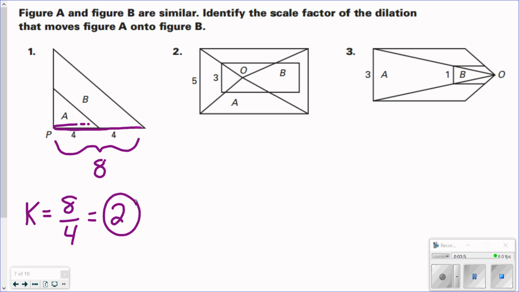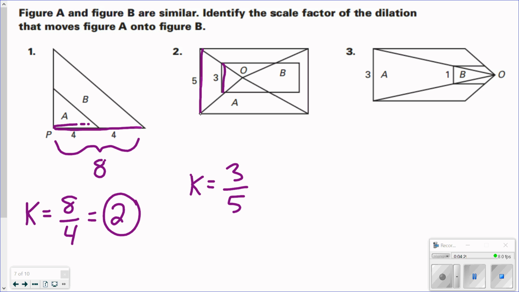Let's look at example 2 here. Figure A is actually the large rectangle and figure B is the small rectangle, meaning that A shrinks down to become B, so our scale factor needs to be a number less than 1. So in this case, my K is going to equal the small side divided by the large side, and I got those numbers from looking at this. So 3 divided by 5. Now, I'm just going to keep it like this as a fraction rather than a decimal.